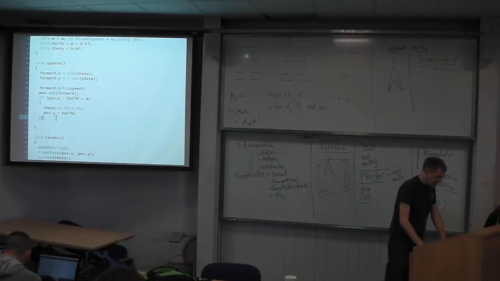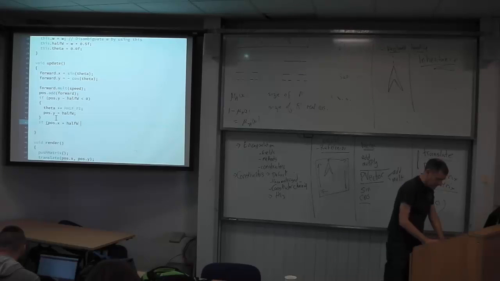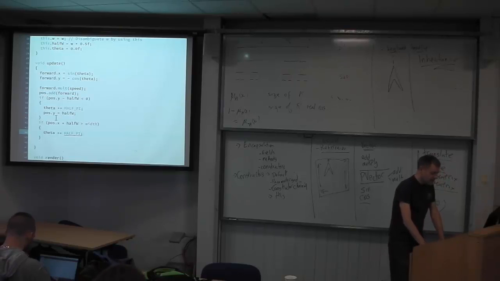So let's put in the next bit of code here as well. Let's check to see if we go off the right hand side of the screen. So this will be pos.x plus half w is greater than the width of the screen. I'm going to do the same thing as well. So I'm going to go theta plus equals half pi. So I add 90 degrees to it.